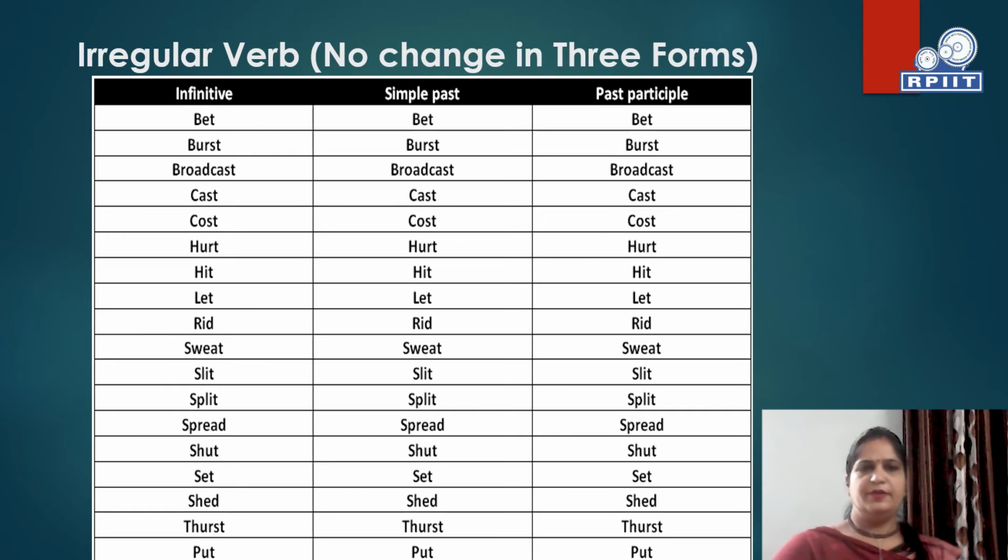Then there are irregular verbs where there is no change in the three forms. Examples are bat, bat, bat; burst, burst, burst; broadcast, broadcast, broadcast. These are some examples of irregular verbs where there will be no change in the three forms.